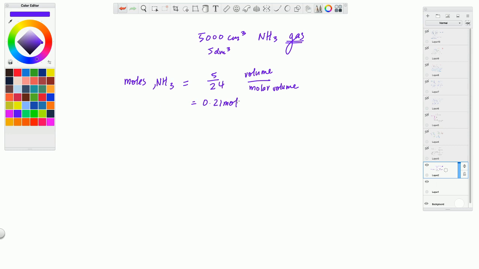Okay, now what happens is this ammonia gas reacts with carbon dioxide. Okay, it produces urea and water. So urea is actually CO(NH2)2. Okay, so you need to balance the equation first.